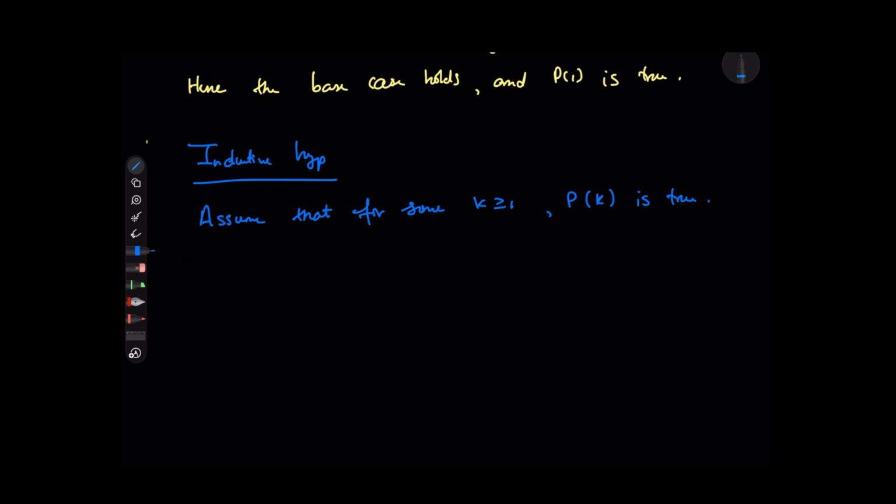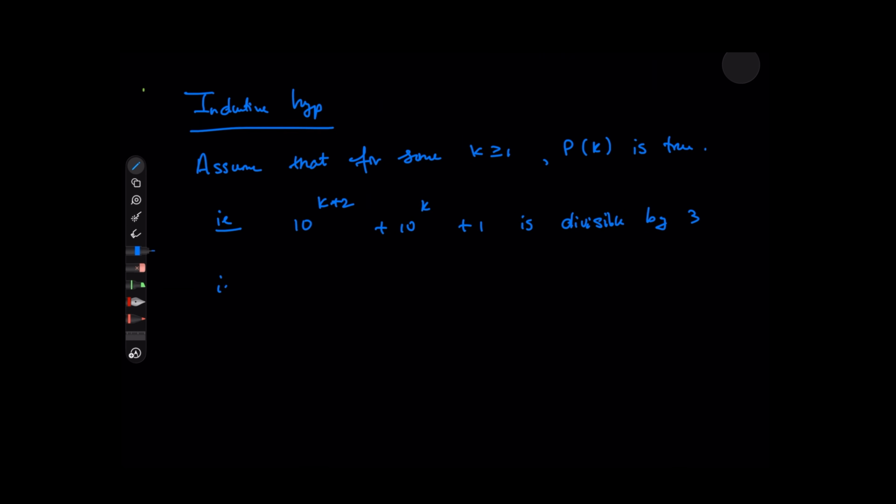We're going to make an assumption now. That is that 10 to the power, so I'm going to replace n with k now, right? 10 to the power of k plus 2 plus 10 to the power of k plus 1 is divisible by 3. Oh, you could have just written P of k. Anyways, we'll do it like this. So that means I am assuming that there exists some integer.